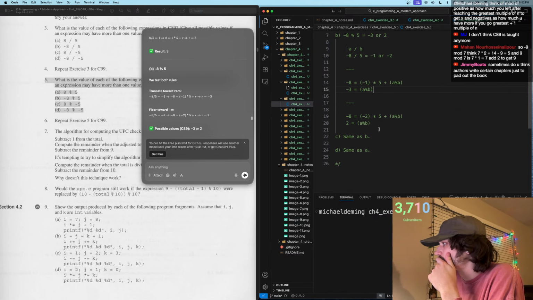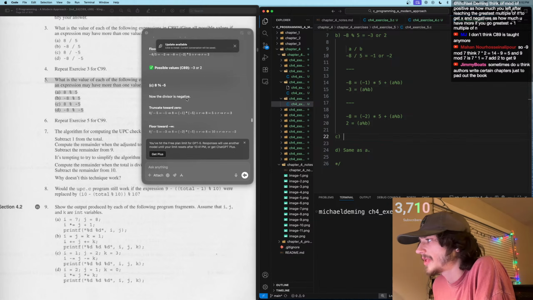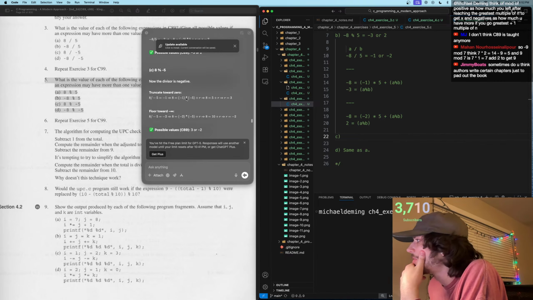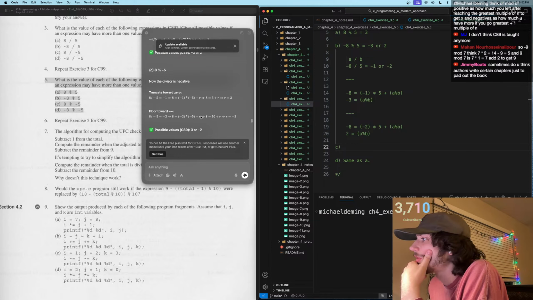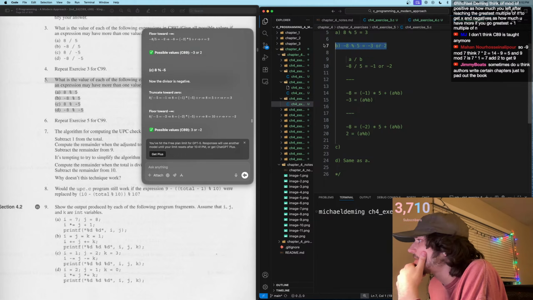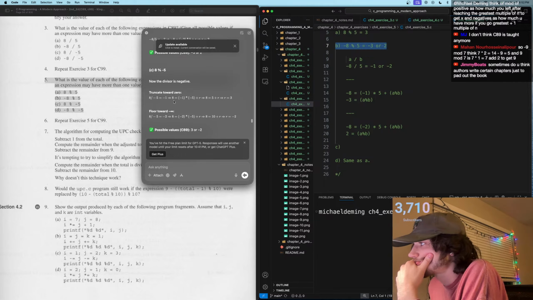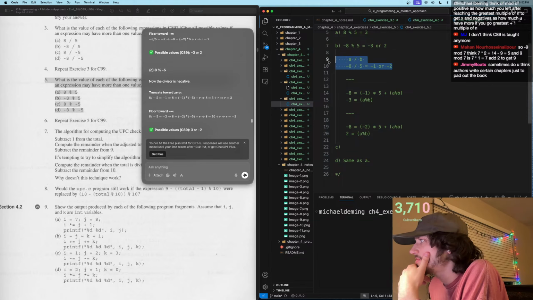Okay, then in C, now the divisor is negative. Oh wait, so the divisor isn't, so something's different. Oh, interesting. So it flips. So when the divisor is negative, this would go -1 or -2 still for A divided by B. And 8 is positive when you plug it back in.